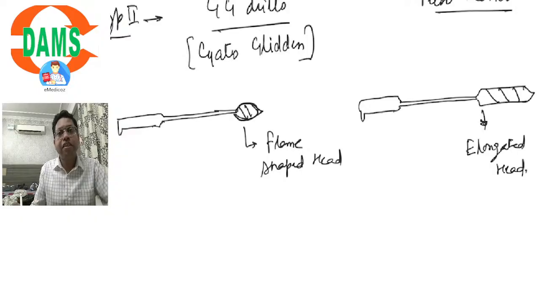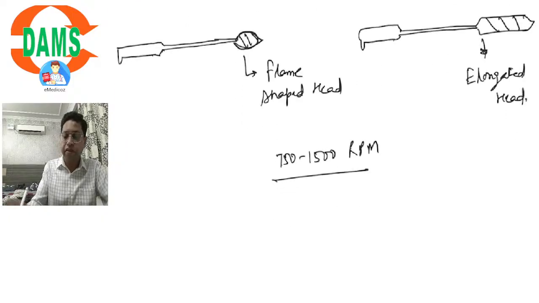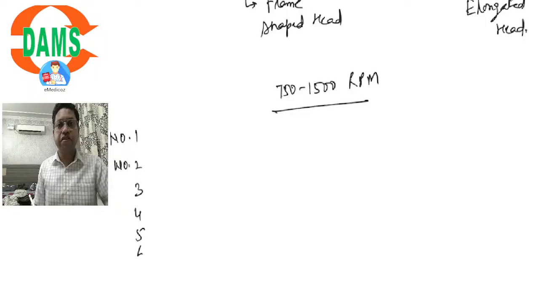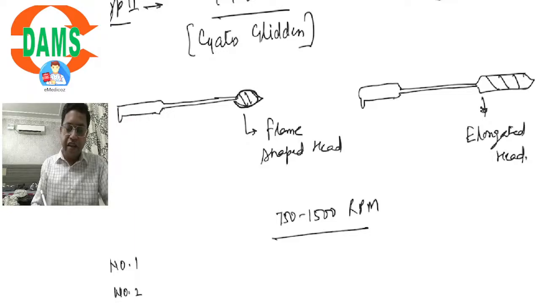Both are low speed engine driven instruments. Low speed means they are used in the range of 750 to 1500 revolutions per minute. Both these instruments are available in 6 sizes, number 1 through 6. How do we identify them? There are rings engraved on the shank of the instrument. The number of rings corresponds to the size of the instrument.